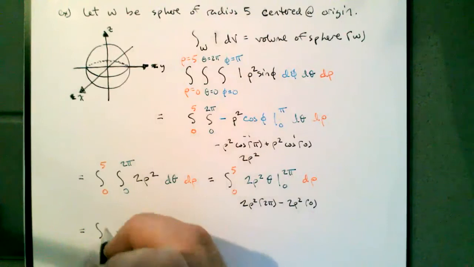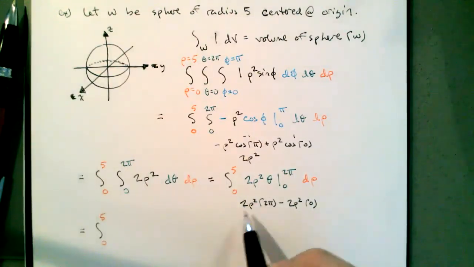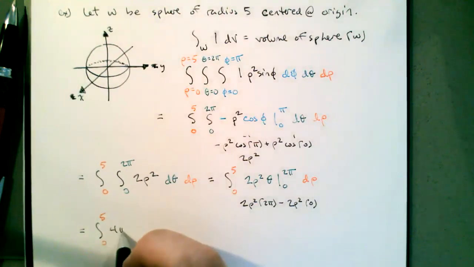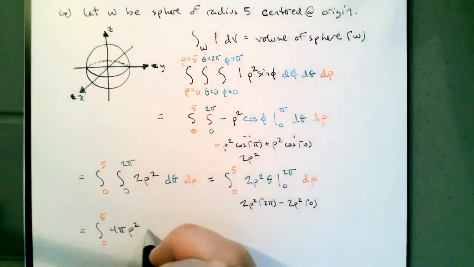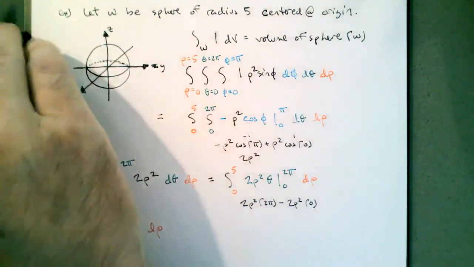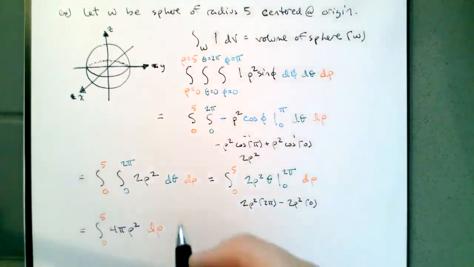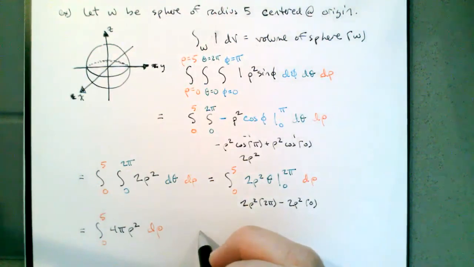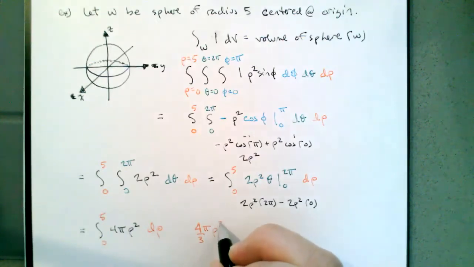We're going to integrate from 0 to 5 our function 4 pi rho squared, and this is our last integral, d rho. Now we integrate 4 pi rho squared with respect to rho. So we'll have 4/3 pi times rho cubed evaluated from 0 to 5.